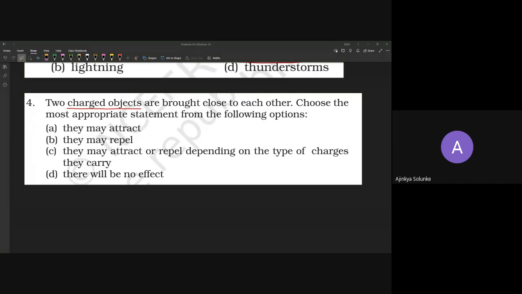Yes, Nirija correct, Sanika correct, Vishal correct, Siddhi correct, Sachi, yes, Subodh, Shubham correct, Himanshu correct. See, the main problem is that we do not know whether the charged objects are plus plus, or minus minus, or plus minus. If it is plus plus or minus minus, they might repel, correct? But if it is plus minus, they might attract. So we are not sure whether it is going to be attraction or repulsion. Anything can happen because charges are not given. So option C.